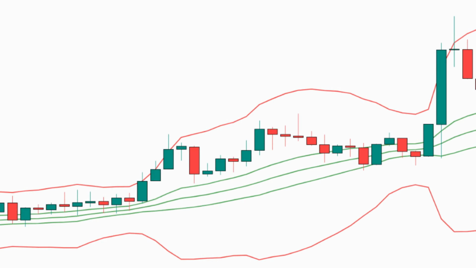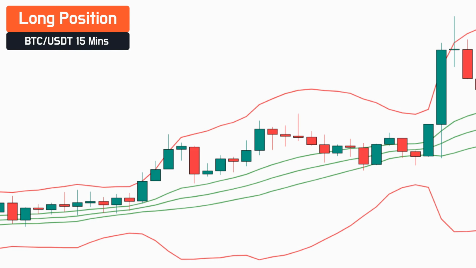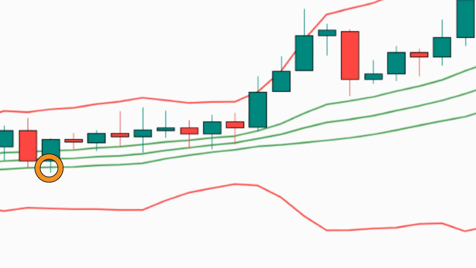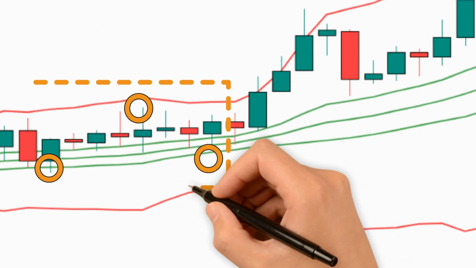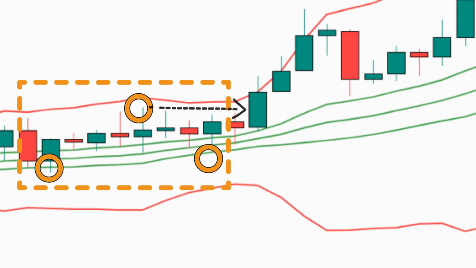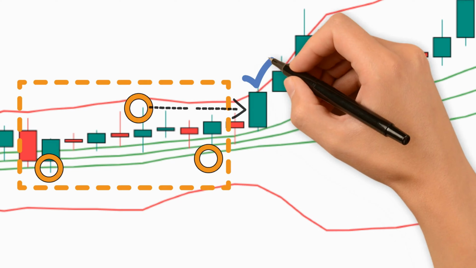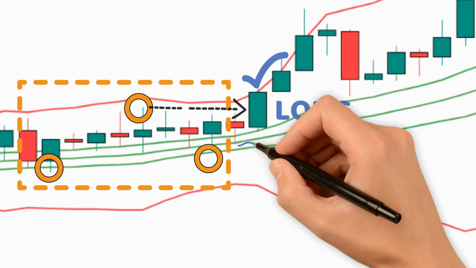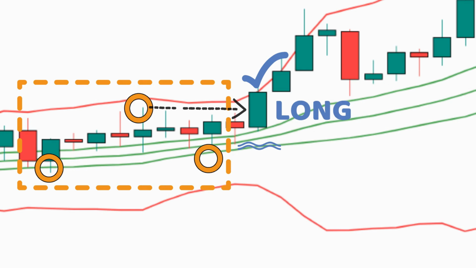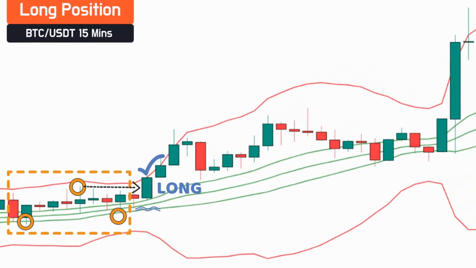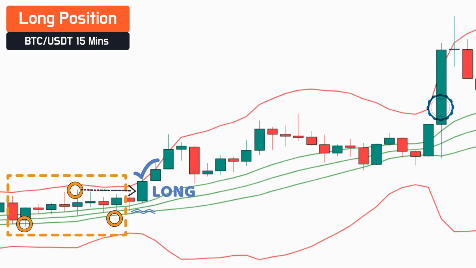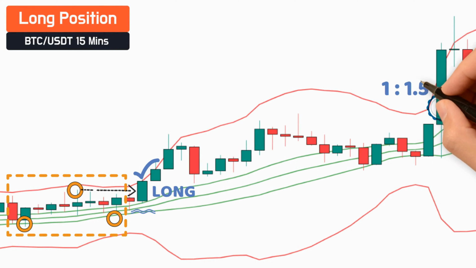The next example is the Bitcoin 15-minute time frame chart. We can see the price is within the ranging market. When the candle breaks through the previous high, you enter a long position. Set the stop-loss line at the lower band of the green neutral zone in the middle. In the following example, profit was taken at the 1 to 1.5 risk-reward ratio.